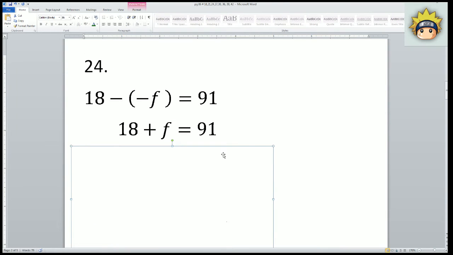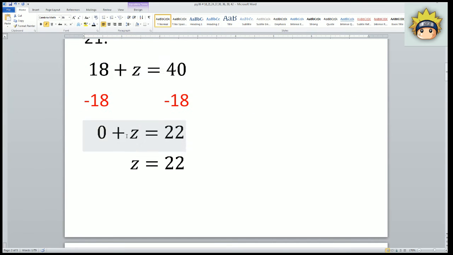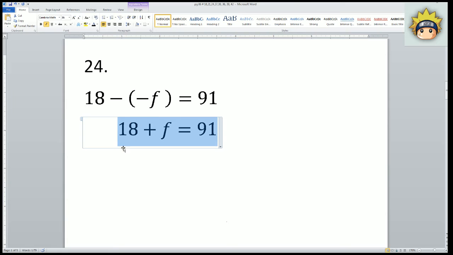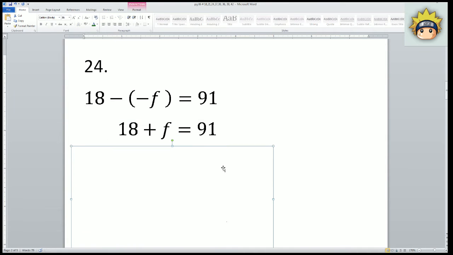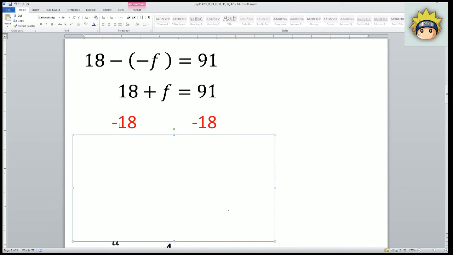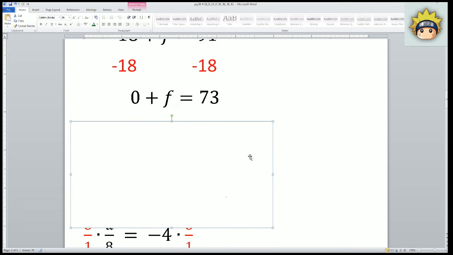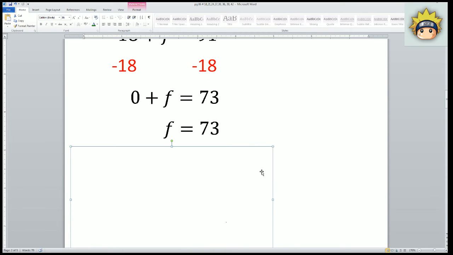Okay? So, after that, this number 24 looks like number 21. We just apply the inverse operator. This is a plus 18, so we have to subtract 18. Subtract 18 from both sides. The left-hand side gets me 0. And there's an f here. 91 minus 18 is 73. So my final answer is f equals 73.